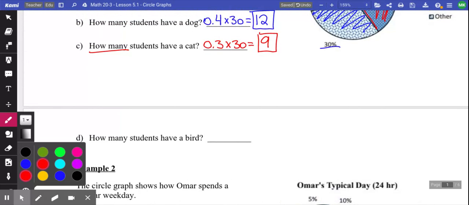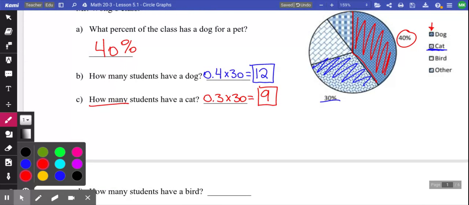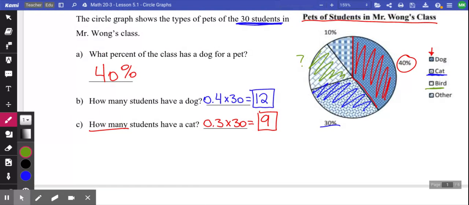Oh, there's one more question here. How many students have birds? So birds was this right here, which it didn't give us the percentage. So what we have to do is find what that percentage is.